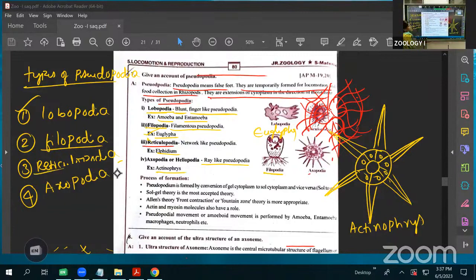Next is the Reticulopodia. Which one? The net-like. The filaments are formed as a net. That's why we call it net-like pseudopodia. Example, Elphidium. Next is the Axopodia, also called Heliopodia. It is the ray-like, sun ray-like type of pseudopodia. The example is Actinophrys. How the formation occurs is also given.